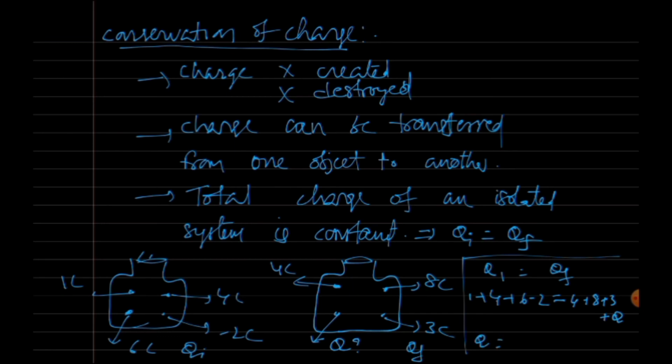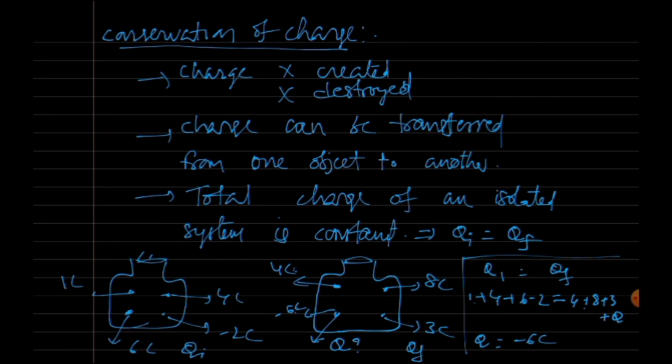Solve for Q. Q is equal to how much will you get? 4 plus 6, 10, 10 minus 2, 8, 8 plus 1, 9, 9 minus 4, 5, 5 minus 8, minus 3, this plus 3 will go to this side, minus 6 coulombs. If you place here 6 coulombs of charge, you will get a net charge of 6 plus 4 minus 6, right? So 4, 8, 3, 8, 3, 11, 11 plus 4, 15, 15 minus 6, sorry, 9.